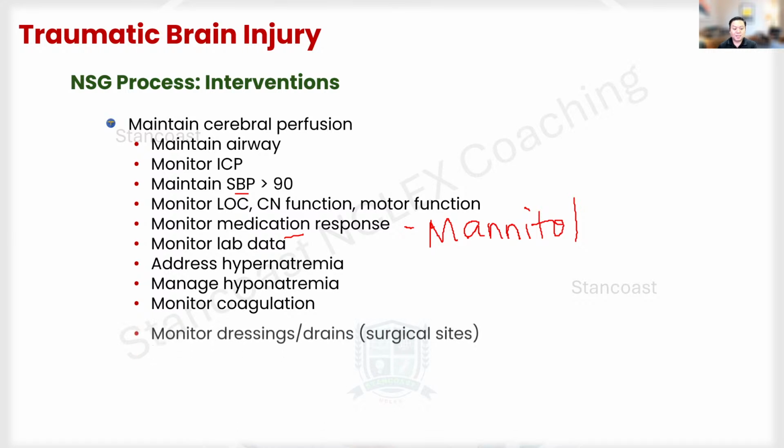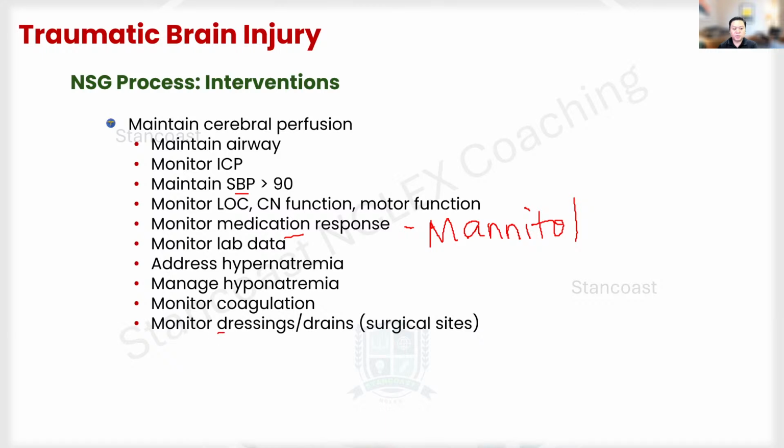Now, part of the care here is to check the dressings, those drains, especially the surgical sites for any signs of infection, redness, swelling, those kinds of things. So our patient is at risk of developing infection. So take note of the color of the drainage as well, and the amount of drainage. If it is too excessive, wherein there is a rapid reduction of the ICP, then that's something to be addressed as well.